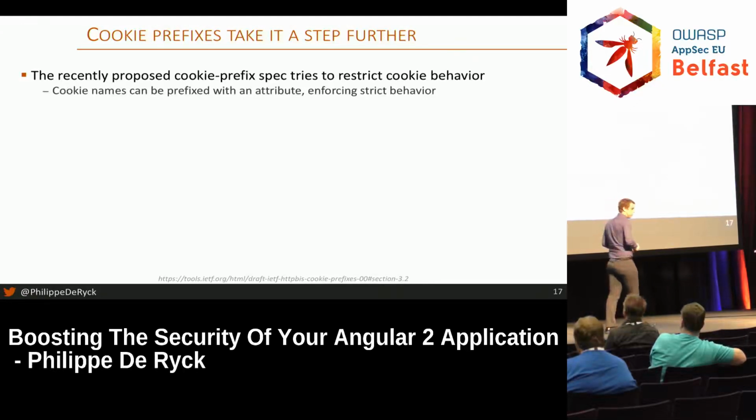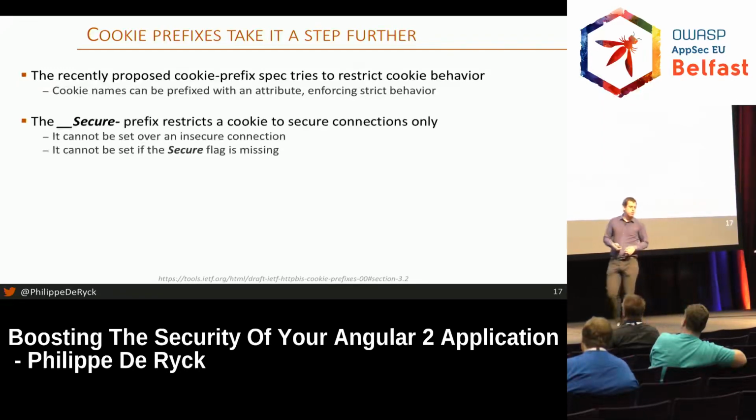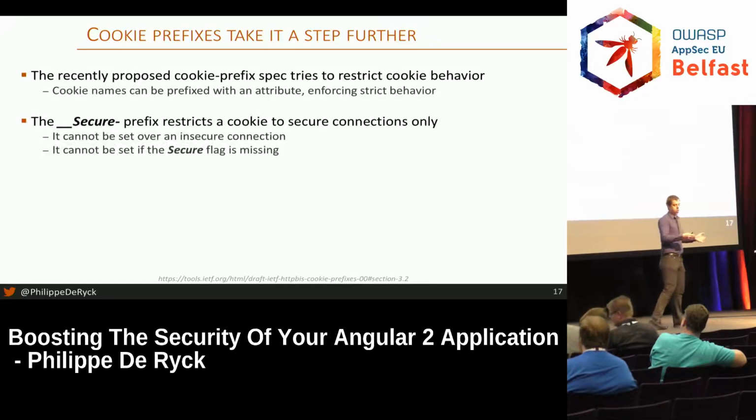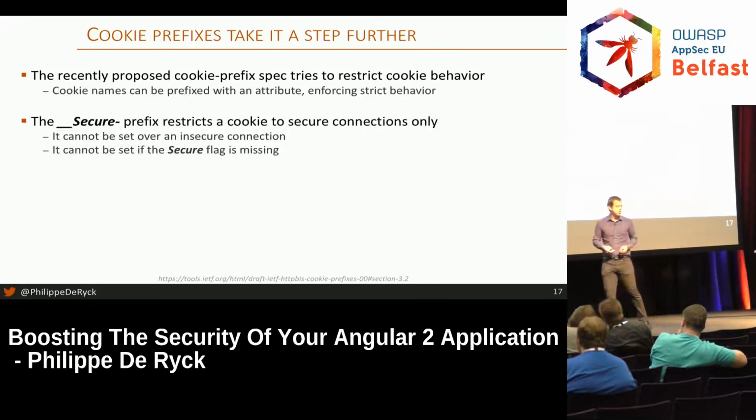And cookie prefixes take it a step further, and they essentially add a prefix to the name of the cookie, which ensures that certain security properties will be guaranteed by the browser. So essentially, one of these prefixes is the __Secure- prefix. So you can name your cookie __Secure-session identifier or whatever, SID, PHPSESSID, doesn't matter. Whenever that prefix is present in the name, the browser, a supporting browser, will start enforcing strict rules.